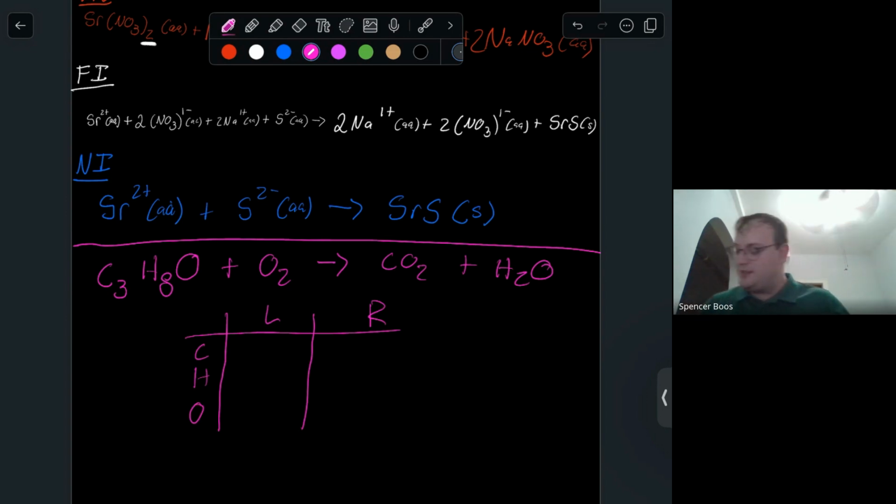Okay, carbon's on the left, 3. On the right, 1. Hydrogen's on the left, 8. Hydrogen's on the right, 2. Oxygen's on the left, 1 plus 2, so 3. And the ones on the right, we've also got 3. All right, question. Is this balanced? Shouldn't take you too long to decide. If you said no, you'd be correct. It ain't balanced. Whatever's going on here doesn't work.